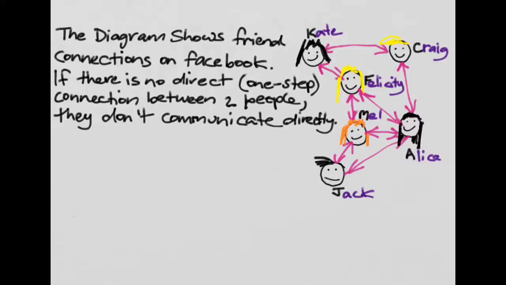Let's go ahead and do a complex familiar for a social networking problem. The diagram shows friend connections on Facebook. If there is no direct or one-step connection between two people, they don't communicate directly. Now what this means, if you just have a look with Craig, for instance, Craig has got a direct one-step connection with Kate and Alicia. But if he wants to get a message to Jack, he's got to go through Alicia.